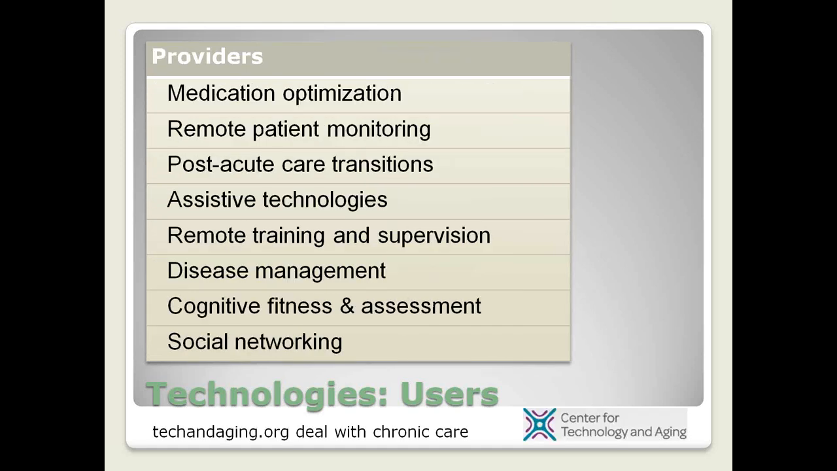Providers are using really high-tech. They're actually finding great savings and great service improvements by using technologically assisted medication optimization equipment. They're using remote patient monitoring, just like our baby monitor in the bedroom. They can monitor what's going on in another room or at a remote distance. Post-acute care transitions, maybe you don't have to go to the nursing home, maybe you can go home as long as somebody's keeping track of you. Assistive technologies, and you know, a lot of the medical assistive technologies they've really made great improvements in the last 1, 2, and 3 years. Remote training and supervision for staff.